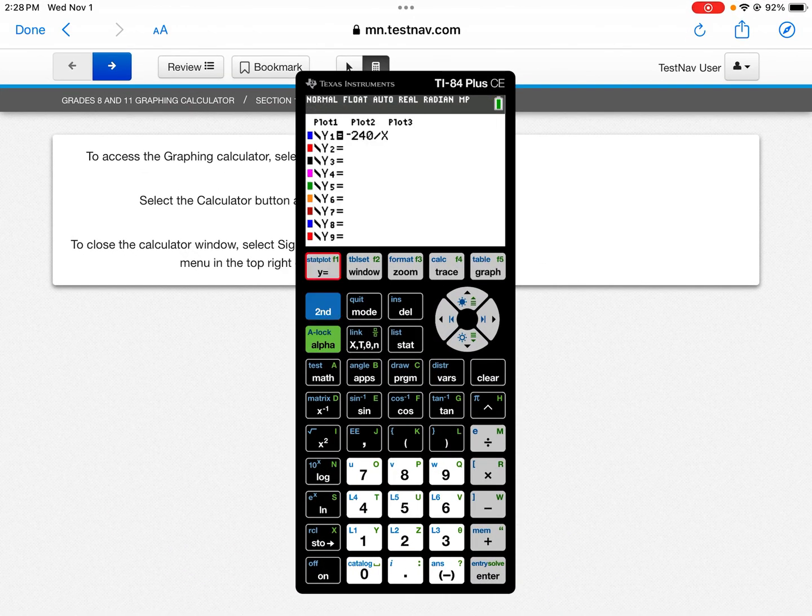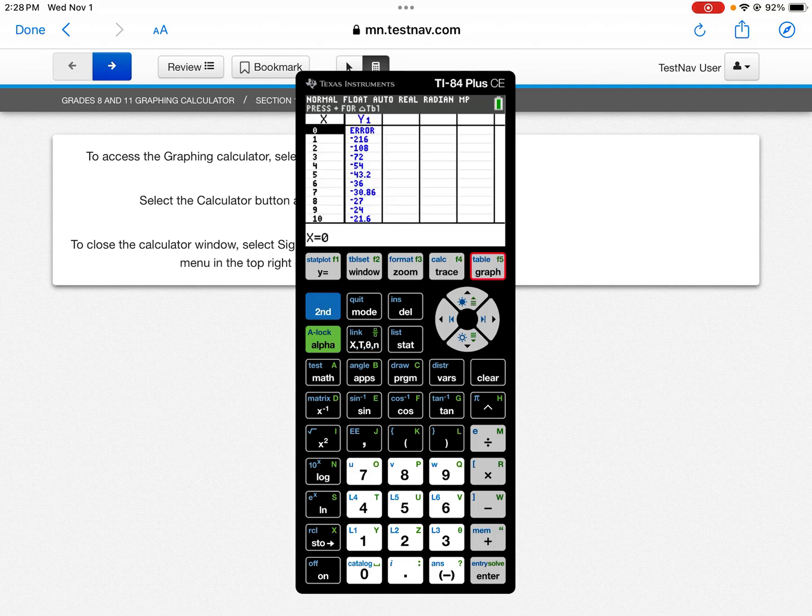Oh, this thing froze. Clear. 8 times negative 27 divided by x. Oh, it's going to freeze. There we go. And I'm looking for 30. So, 216, by the way, that number is 216.